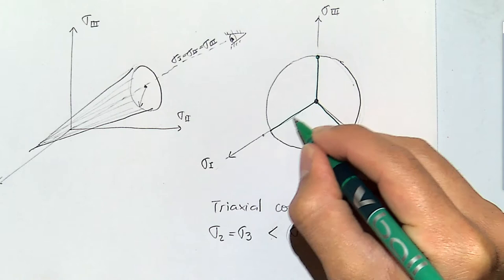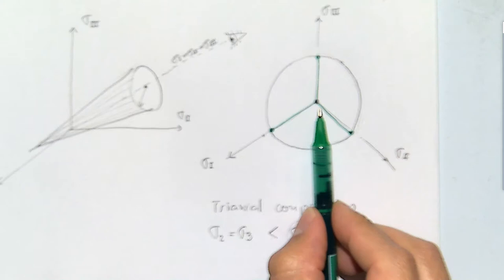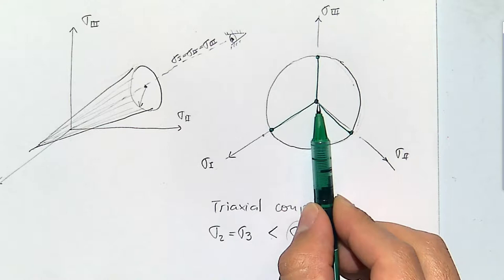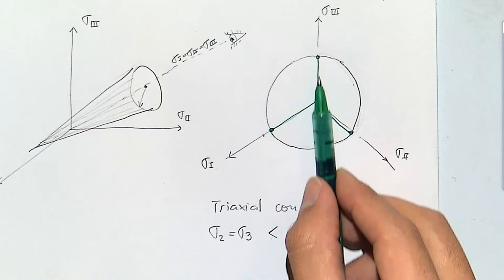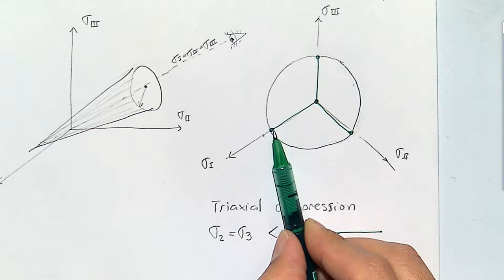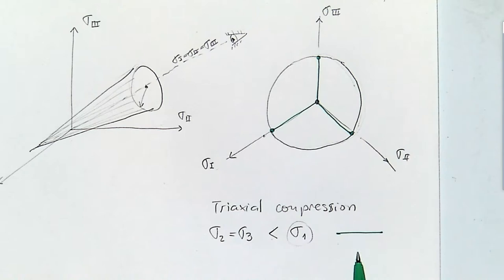So remember, the center is sigma 3 equal to sigma 2 equal to sigma 1. So if I get off the center just along one of these axes, the other two are going to be the same, but there's just going to be one which is different than the other two. So these are what are called triaxial compression paths. And that's going to be the maximum value.